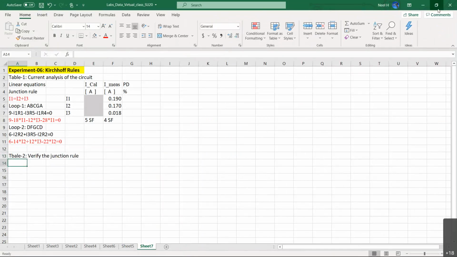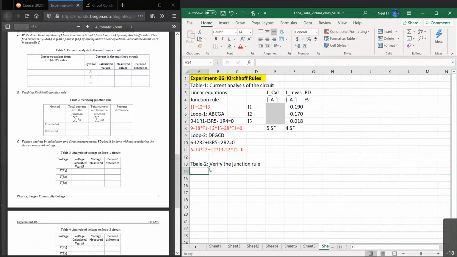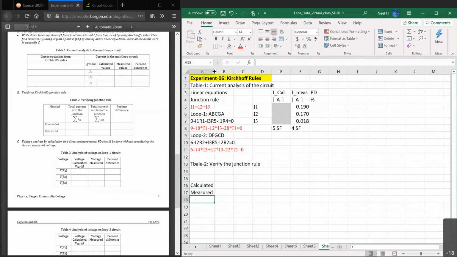Now to verify the junction rule, what we need is I in and I out, right? So we're going to verify by using two methods: calculated and measured. We have calculated values and then we have measured current. We're going to do this using both, okay? For both methods, we need the sum of all the current in and also the sum of all the current out, and then we're going to compare those two, right? So you have to have units.